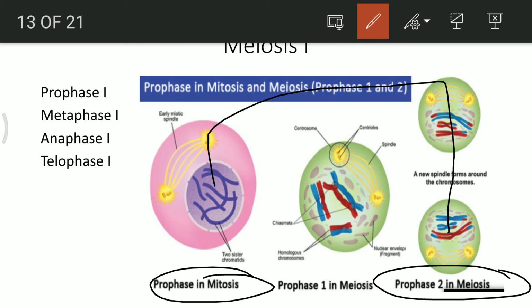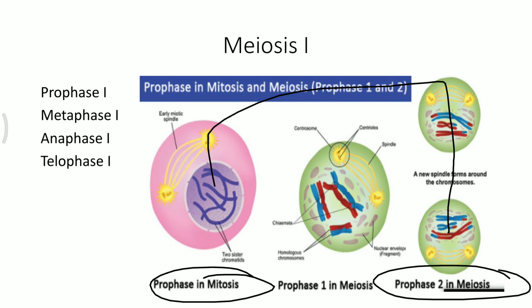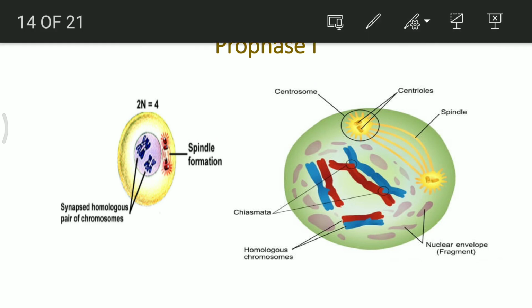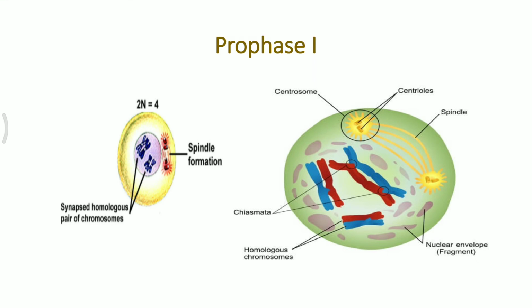But in meiosis 1, the things which take place are quite different. There are various stages which occur during prophase 1 of meiosis, and we have to understand this in detail. In prophase 1, the 2n number of chromosomes is going to become n, and that has to be understood. 2n means there are 46 chromosomes. These 46 chromosomes are getting reduced to 23 chromosomes. Okay, this is what we are going to understand.